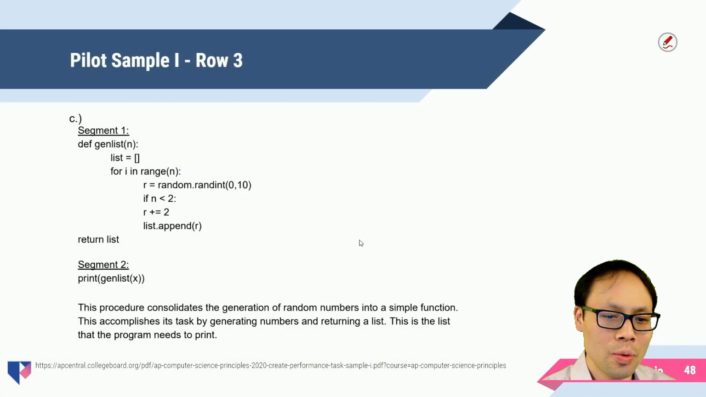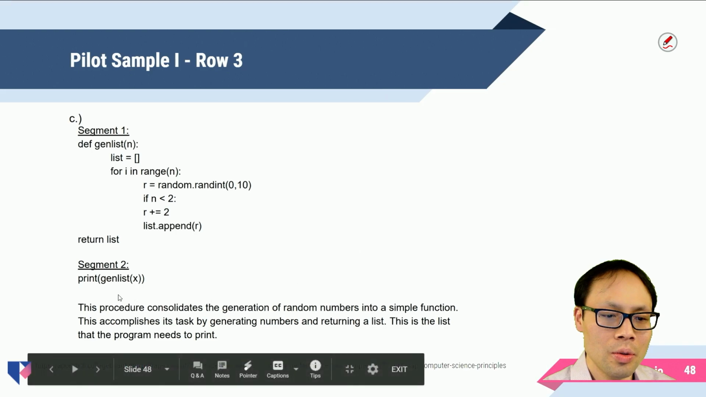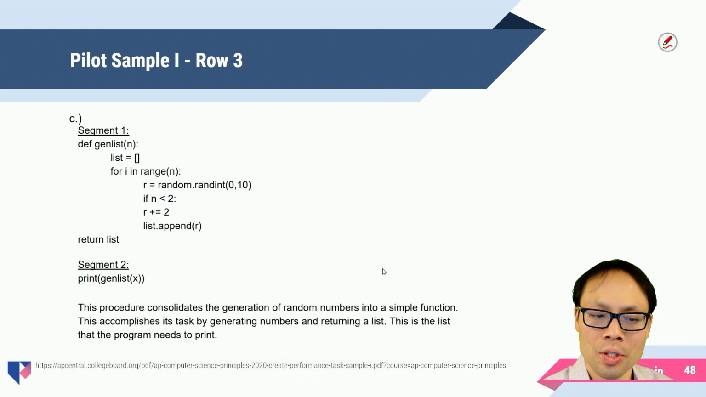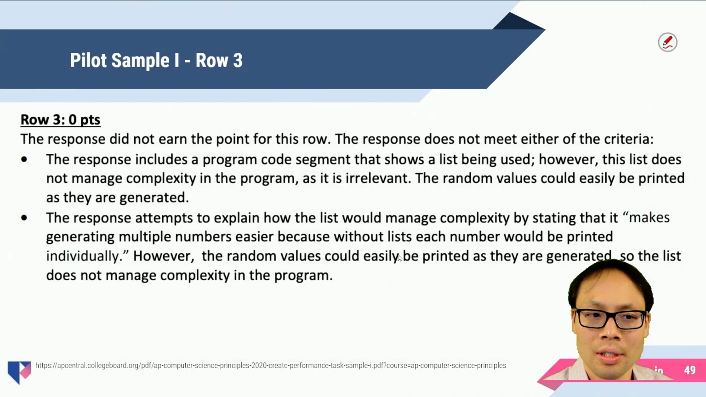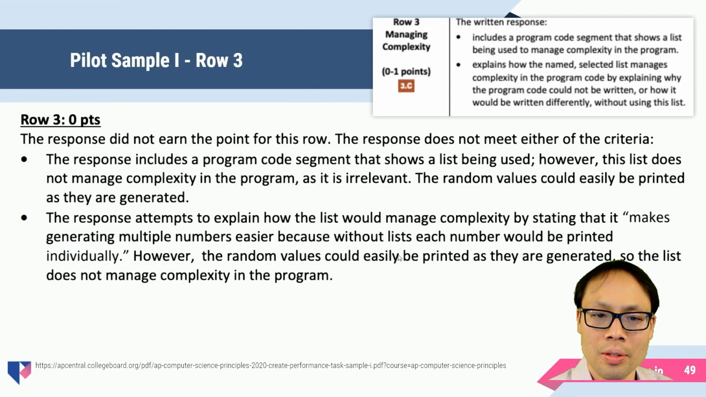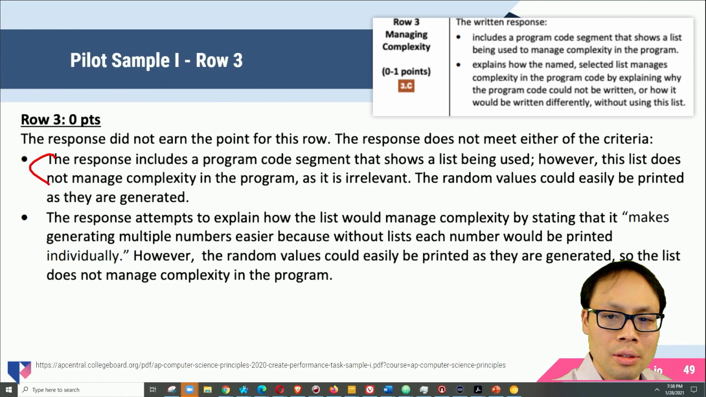And this is row 3. So student says this procedure consolidates the generation of random numbers into a simple function. This accomplishes its task by generating numbers and returning a list. This is the list the program needs to print. Uh-oh. All right, so the response did not meet either criteria.